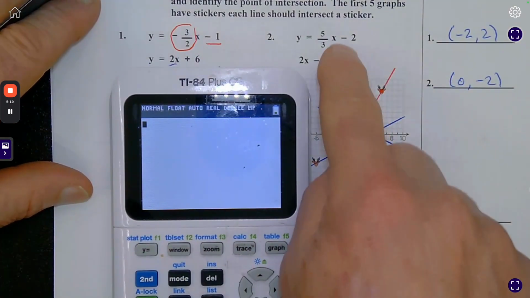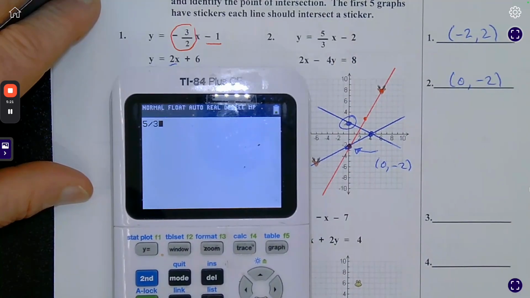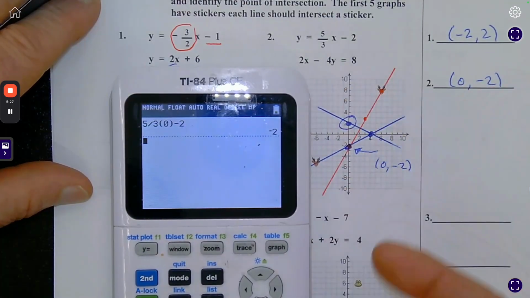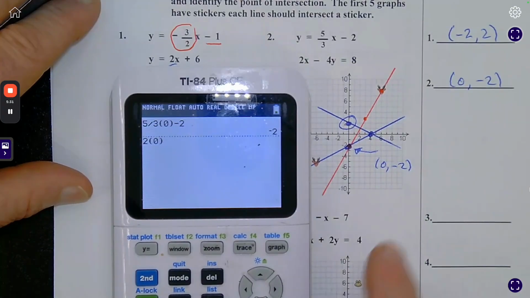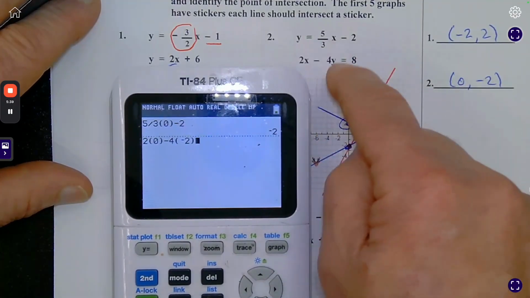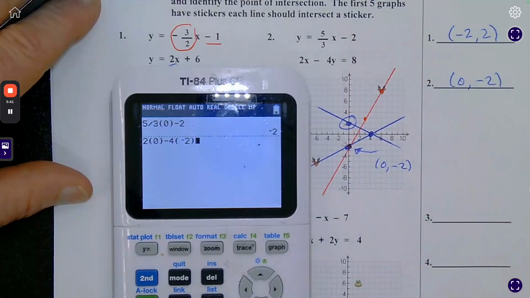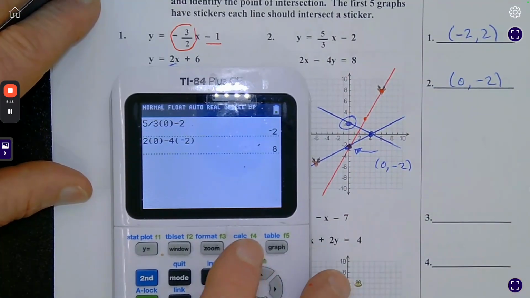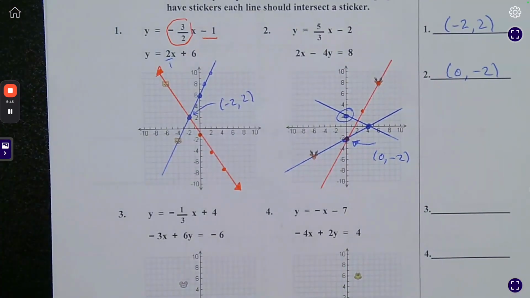So I'm going to put in 0 for x. So 5 divided by 3 times 0 minus 2. And then I'm going to put the 0 in for x, and I'm going to put the negative 2 in for y. And what should happen here is the left-hand side should simplify down to 8. And it does. So we're good. That proves we are right.